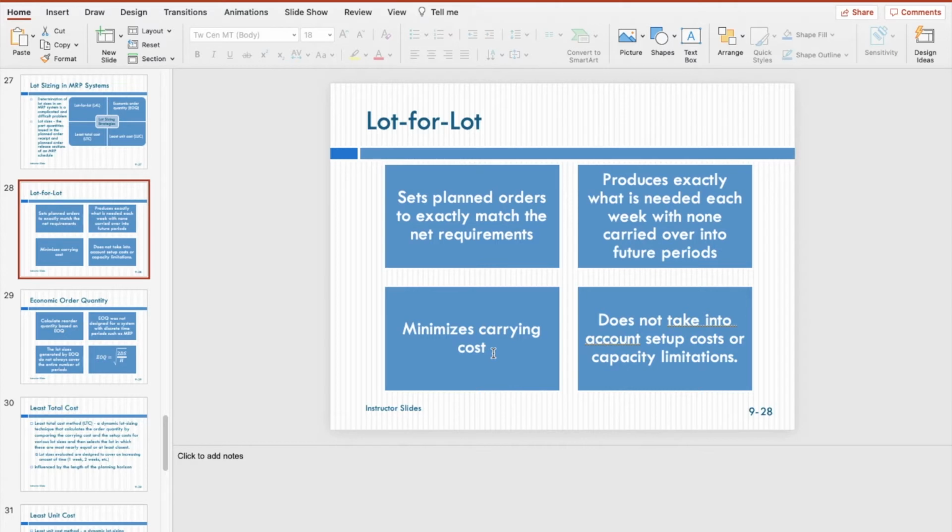So if you only order one time, and you transfer all that amount from the factory to your warehouse at one time, your holding cost will be huge, but your ordering cost will be low.